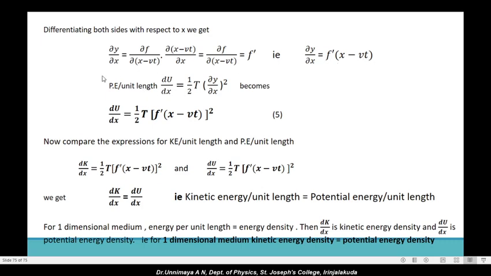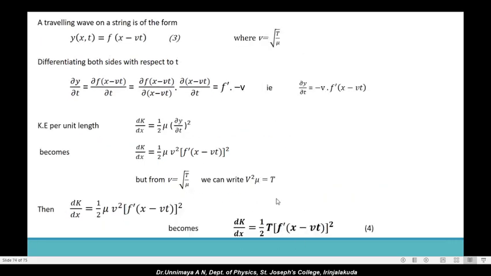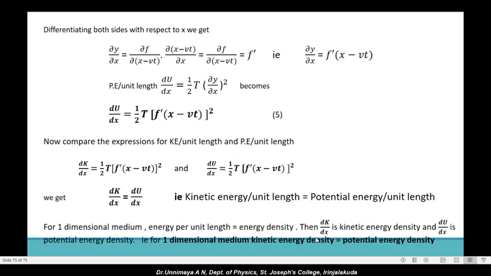Then take the expression of potential energy per unit length. In that expression we have the dou y by dou x term. So substitute for dou y by dou x, then du by dx will be equal to half T f prime (x minus vt) square. So we get two expressions, one is kinetic energy per unit length and another one is potential energy per unit length.